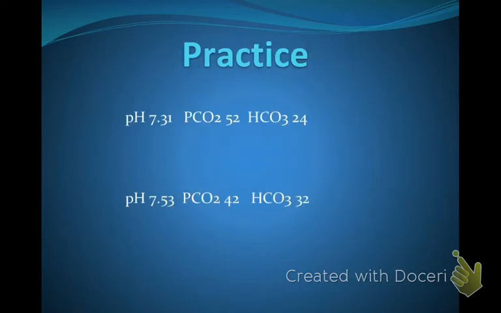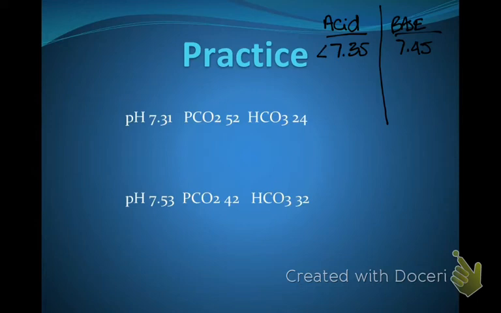So let's look at this and play it out. What I always like to do is, at the top of your paper, I like to write this: everything acid, base. So everything on the left side is acidic, and everything on the right side is alkalotic or base. So if it's less than 7.35 or greater than 7.45.